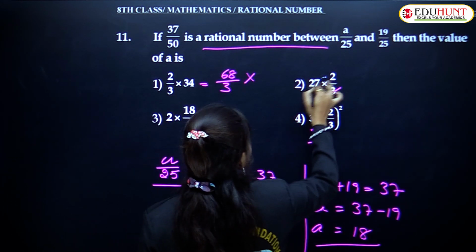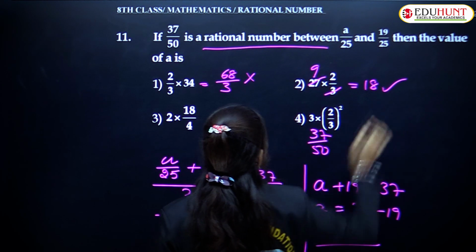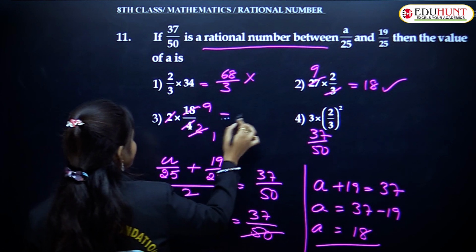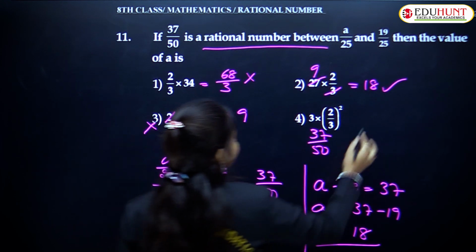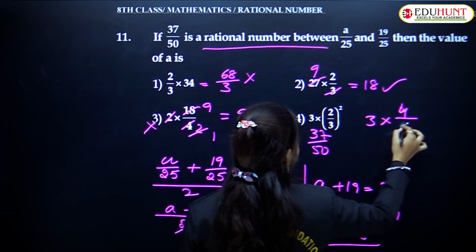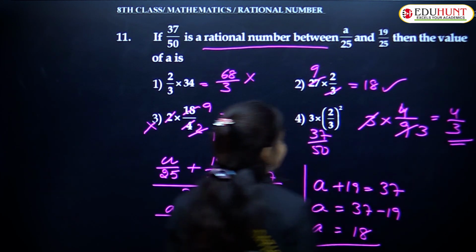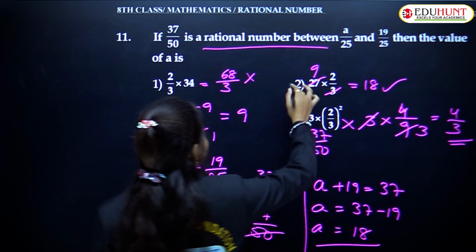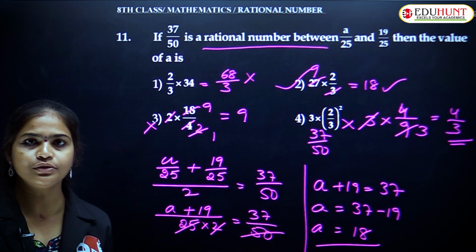Next, the second one. 3 nines are 27. 9 twos are 18. Okay. So it is satisfying. And come to this one. 2 twos and 2 ones, 2 nines. So here 9. This is also not satisfying. And come to this one. 3 into 2 square is 4 and 3 square is 9. So 3 threes, which is equal to 4 by 3. Understand? So this option is also a wrong option. So which one is satisfying here? The satisfying option is 2. Am I clear to you, children?